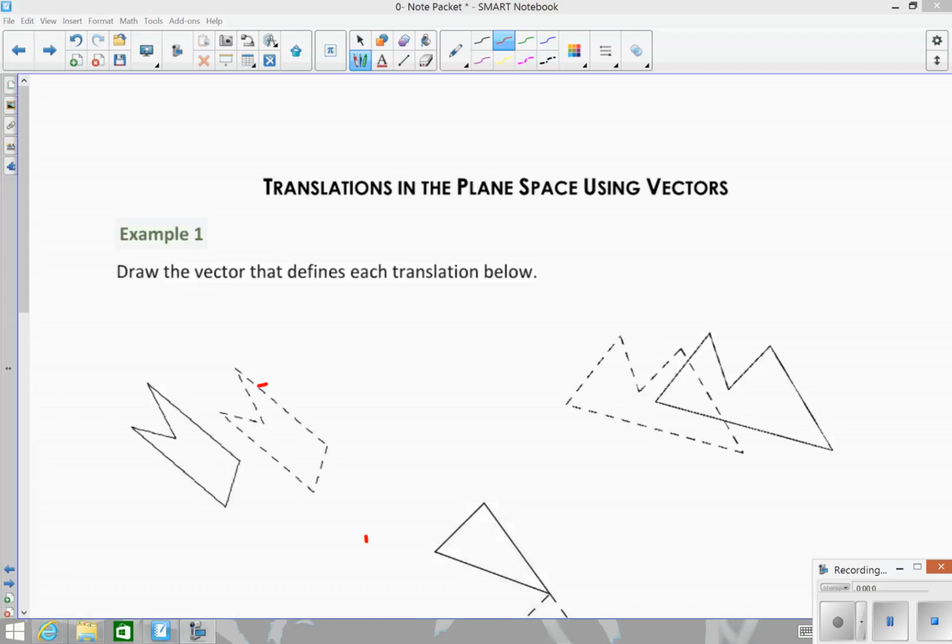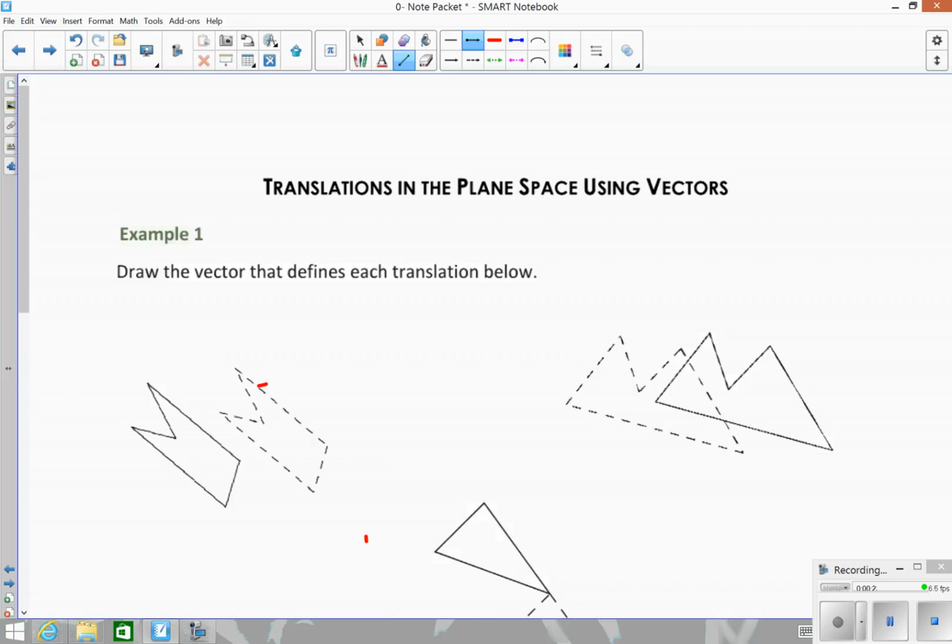In this video, we're going to look at translations in plane space using vectors. So whenever you have a translation being performed in plane space, you will be given a vector, or you may have to draw the vector. And if you remember, a vector is a quantity that has length and direction. So it's going to tell you which direction to move and how far to move it.